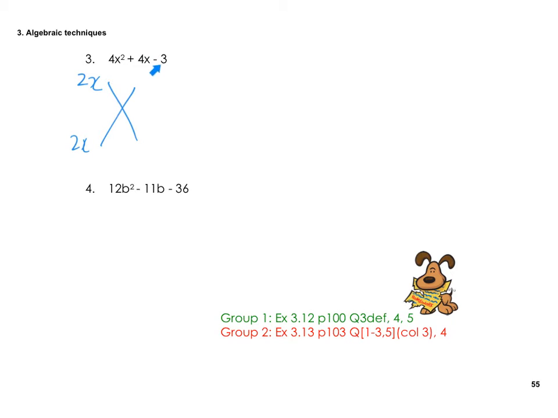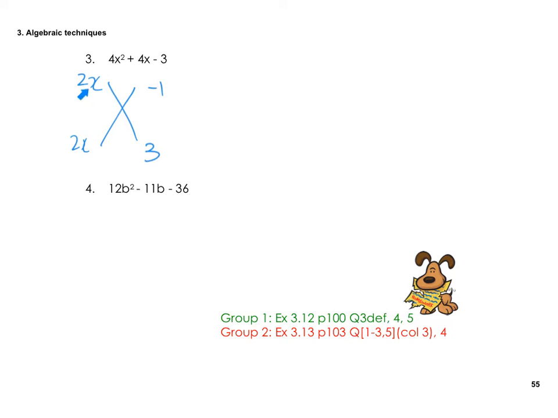And notice the last term is minus, which means only one of these two is going to be minus. Now to get minus 3, we'd want 1 and 3, or 3 and 1. Let's try, say, 3 here, and say -1 here, and see what happens.